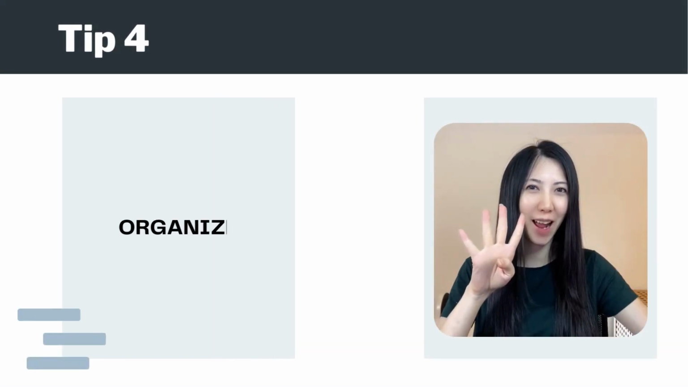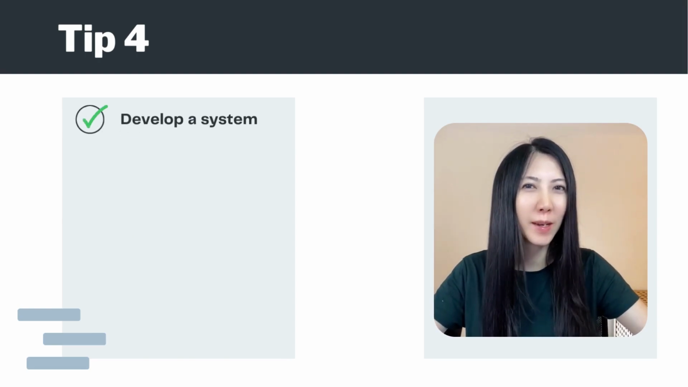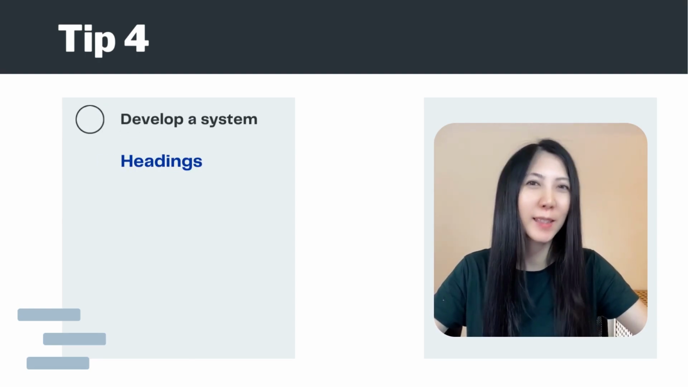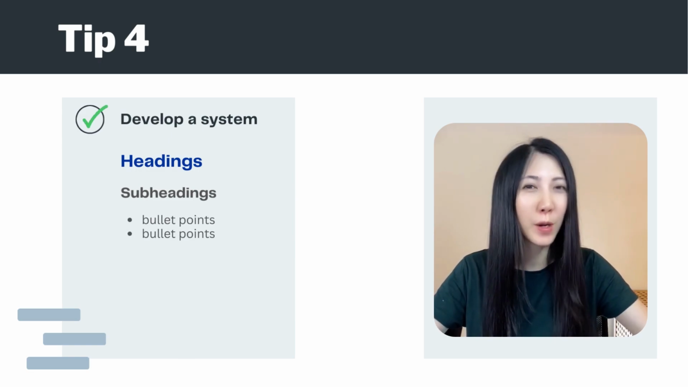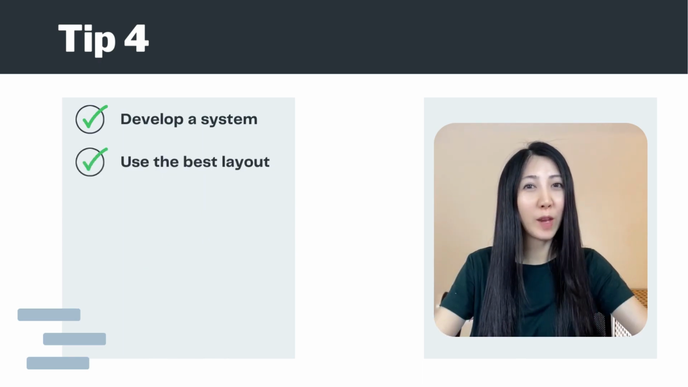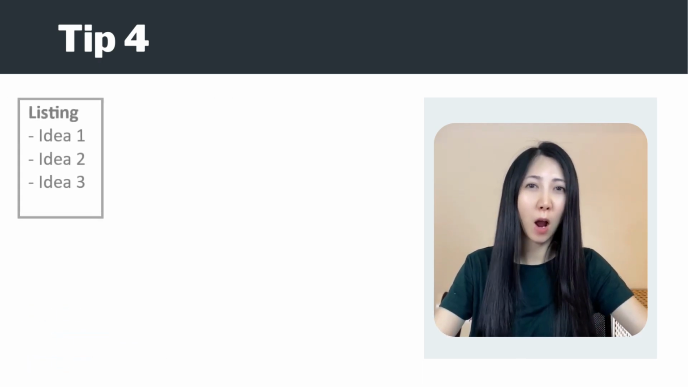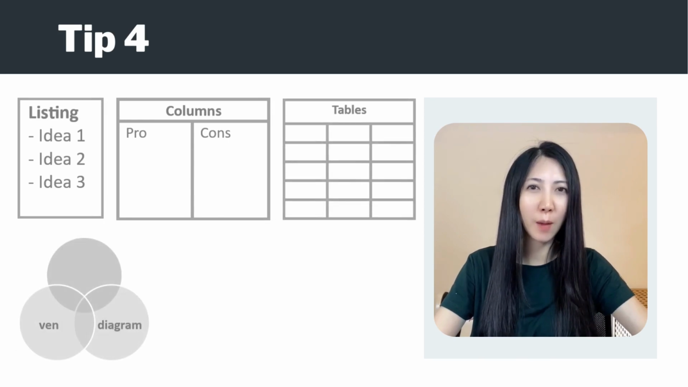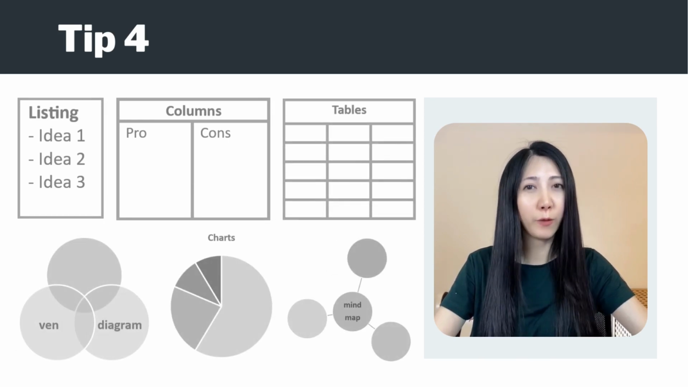Tip 4 is to organize. Develop a system to organize your notes. Use headings, subheadings, bullet points, or numbering to categorize and structure the information. Use the best layout that fits the structure. Listing, columns, tables, diagrams, charts, or mind maps are different ways to show relationship and connections between ideas. Choosing the right layout enhances the connection between the notes and makes it easier to make sense of it all. This will also make it easier to review later.